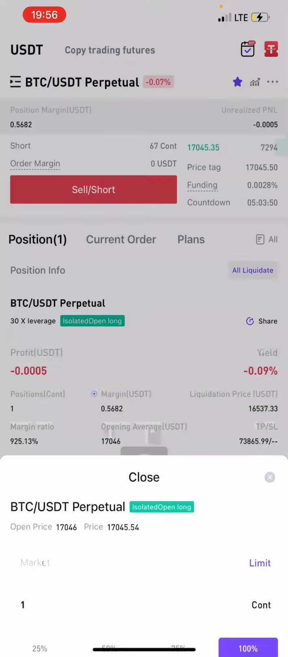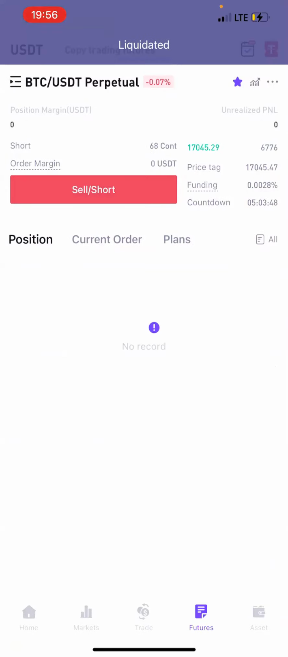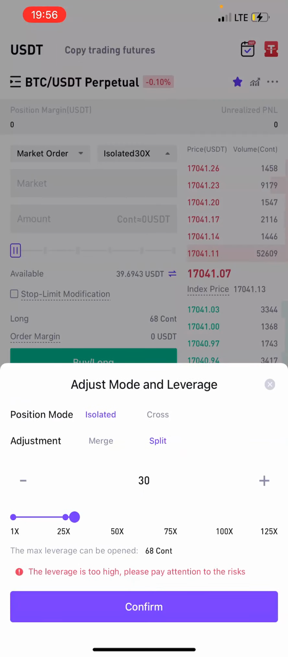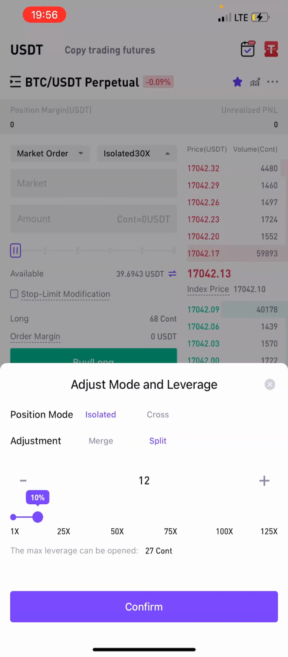Let me close this, then change the isolated leverage. I'm going to change the isolated x to 10x leverage, then see what the liquidation price is going to look like. I've just confirmed this. This is 12x, so let me change it back to 10. All right, so this is 10.